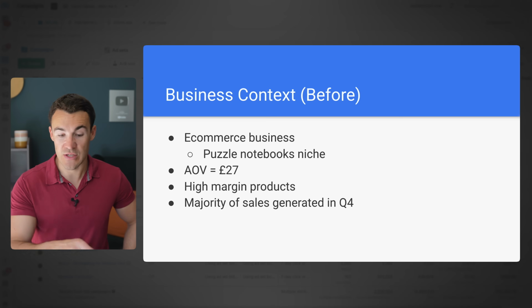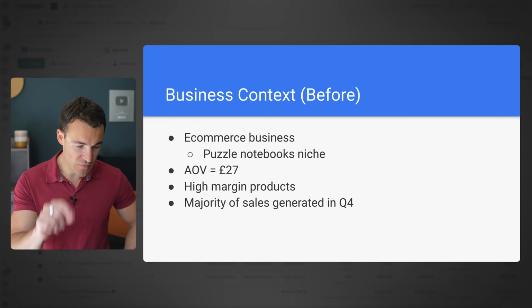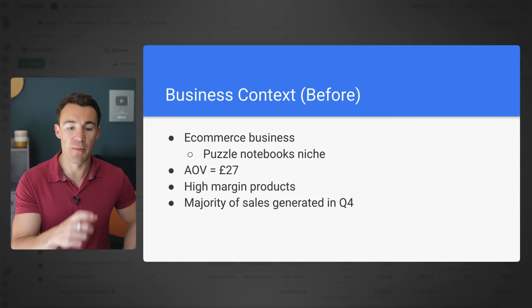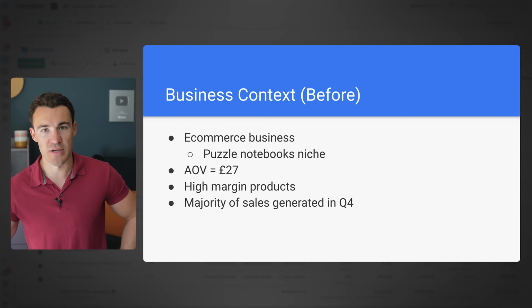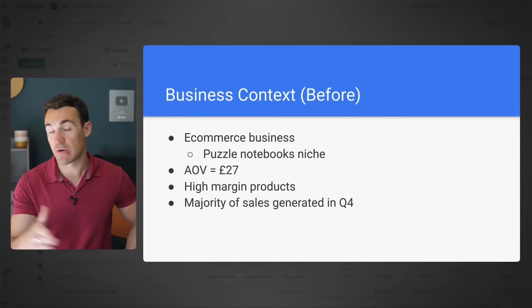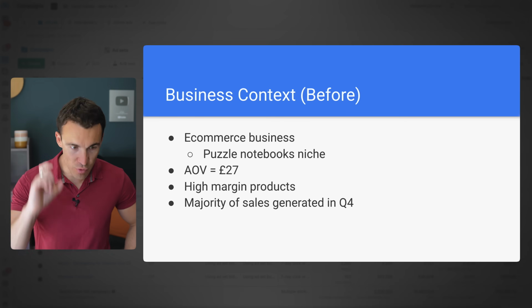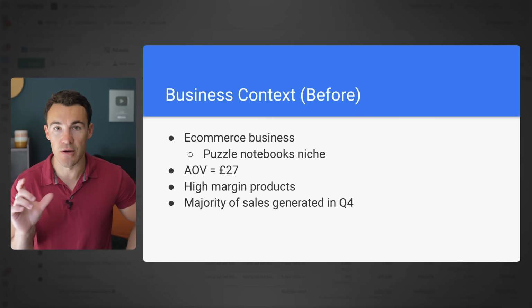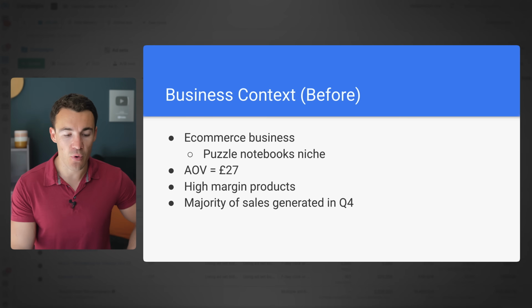So, that's another really important thing about this business that I almost forgot to mention, was that the vast majority of their sales are generated in Q4. So people are buying these typically as Christmas presents for other people, stocking fillers, things like that. So yes, they generate sales all year round, but their real most popular time, something like 60 to 70% of all sales are generated in Q4, in those 3 months leading up to the end of the year.